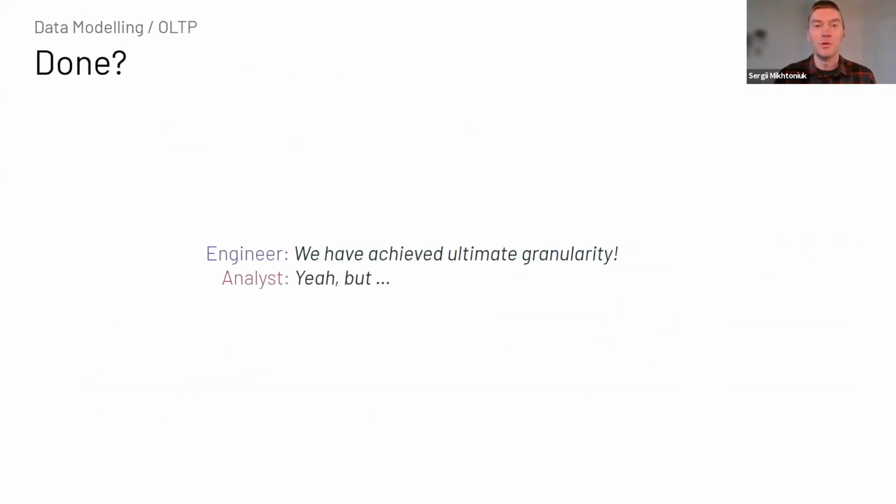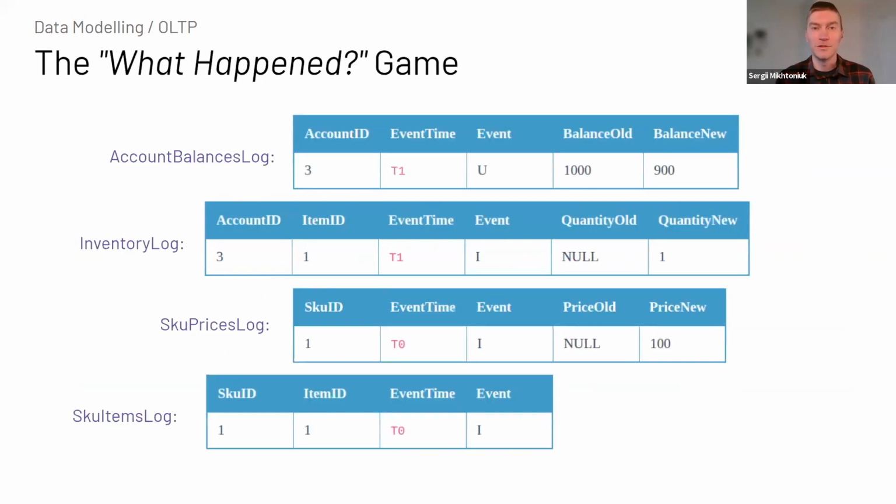They might say, we achieved the ultimate granularity. It's lossless, it's transactional. But analysts might not be as pleased with it, because what they have to deal with is something I call the "what happened game." They look at these log tables, and what they see is that at time T1, there seems to be a change in account balance. It dropped by 100. And they see that an item was added to the user's inventory. So from looking at SKUs, they might infer that this probably was a purchase transaction.